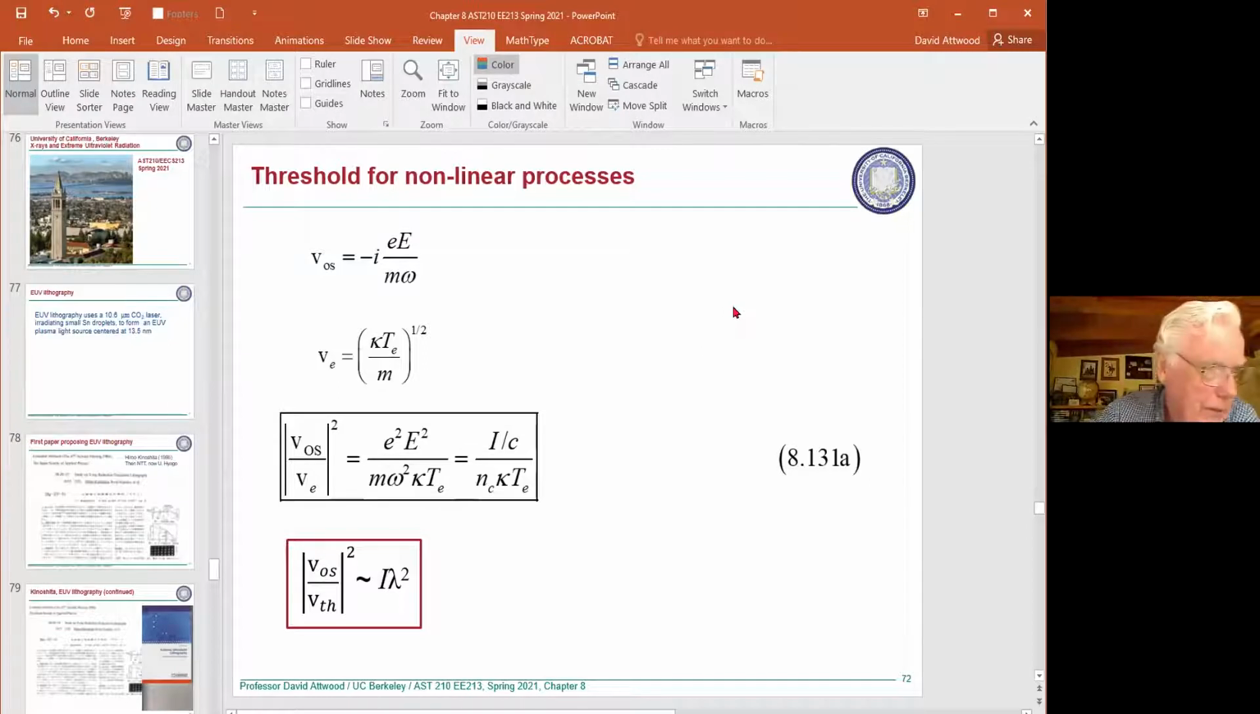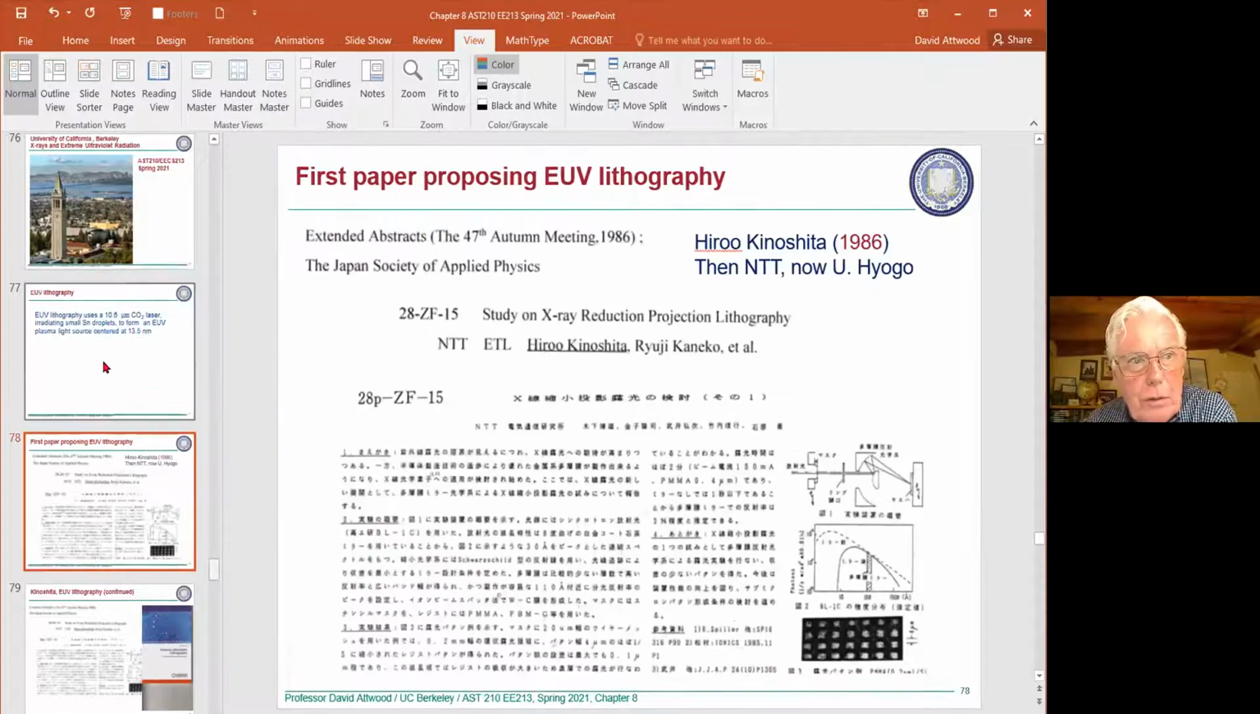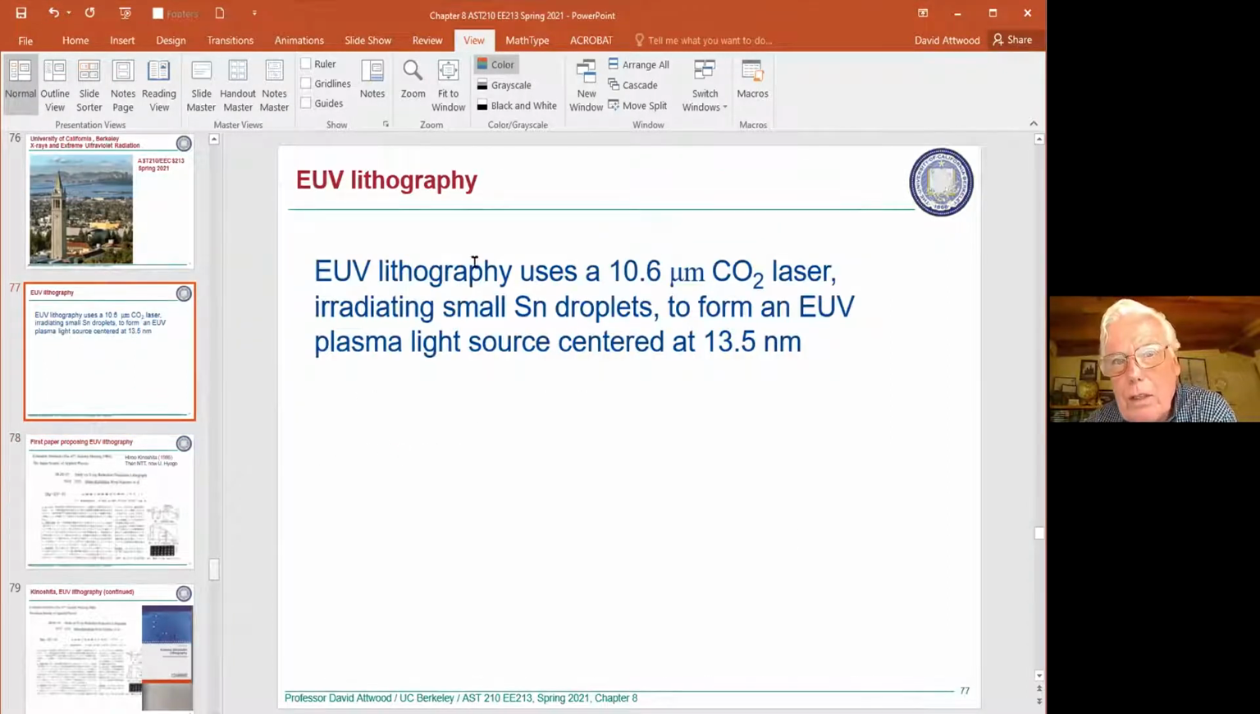So now, since we have some time, I'm going to tell you about the plasma story that goes with this. EUV lithography uses a CO2 laser at 10.6 microns. It's a pulsed laser. It irradiates small tin droplets to form an EUV plasma light source centered at 13.5 nanometers. The 13.5 nanometers is around 92 eV, and it is matched to the molybdenum-silicon multilayer coating. That is the enabling technology. Without it, there's no EUV lithography. There's no other combination that comes even close.